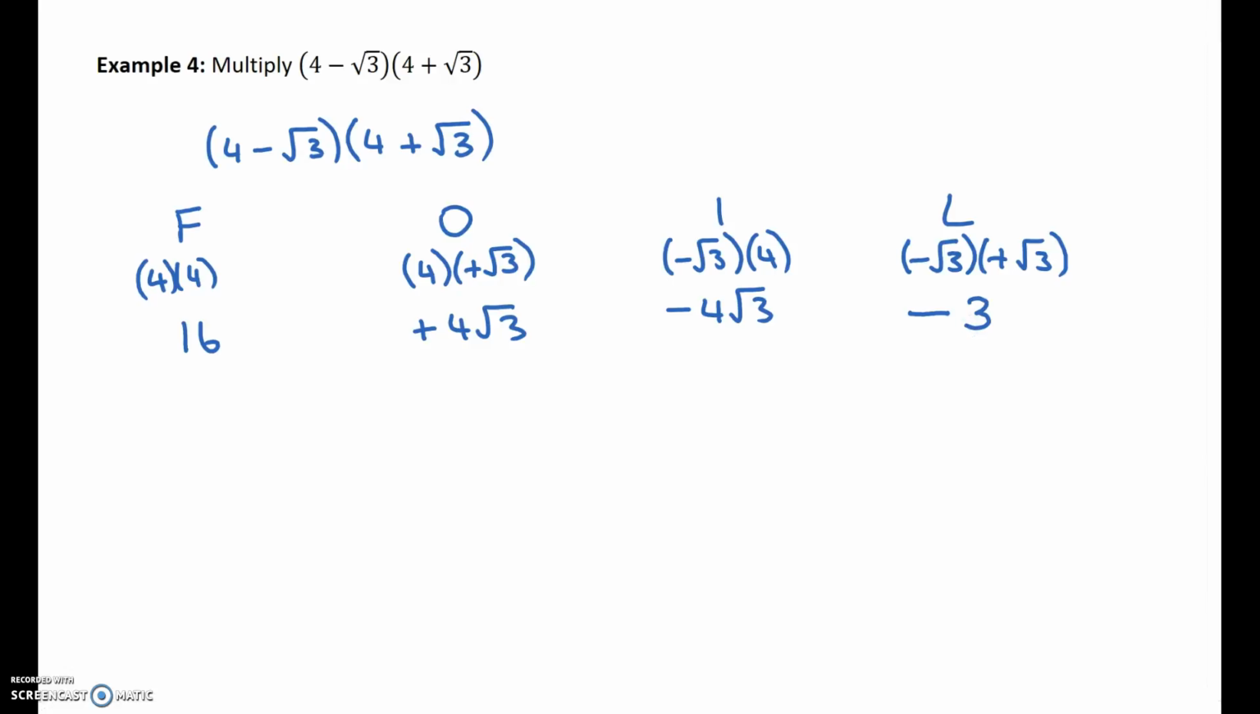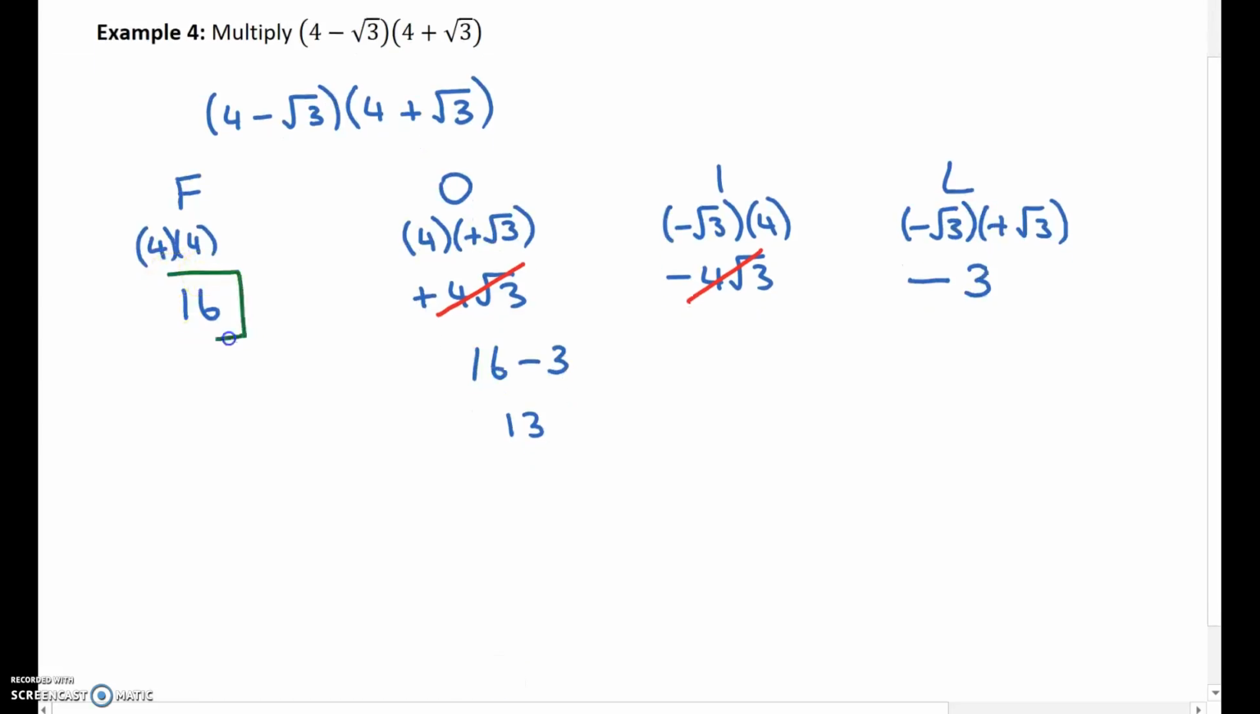Now, when we're adding the like terms together, plus 4 root 3 and minus 4 root 3 are exactly the same, but they have opposite signs, so when we add those, they disappear. And we have 16 minus 3. Now, we know that the answer to that is 13, but what I want you to do is concentrate on this piece and on this piece.